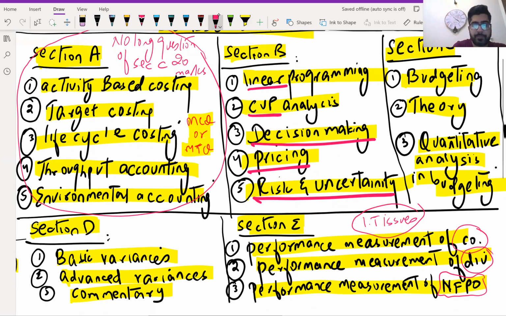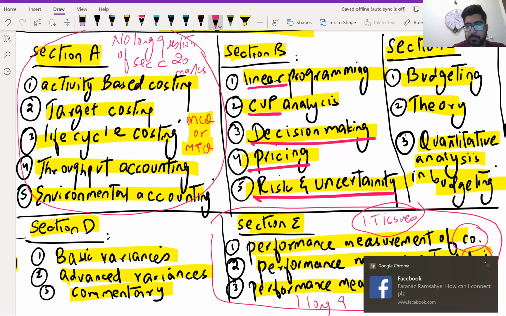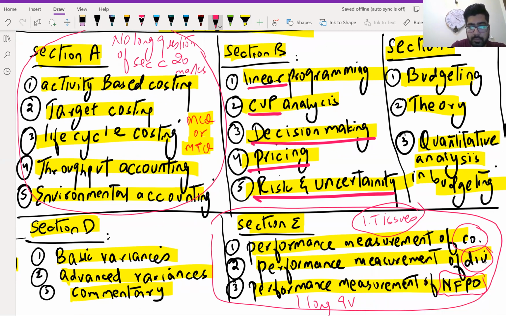One long question of 20 marks will be from here. One long question of 20 marks will be from here. That's what I know the examiner has told about this.